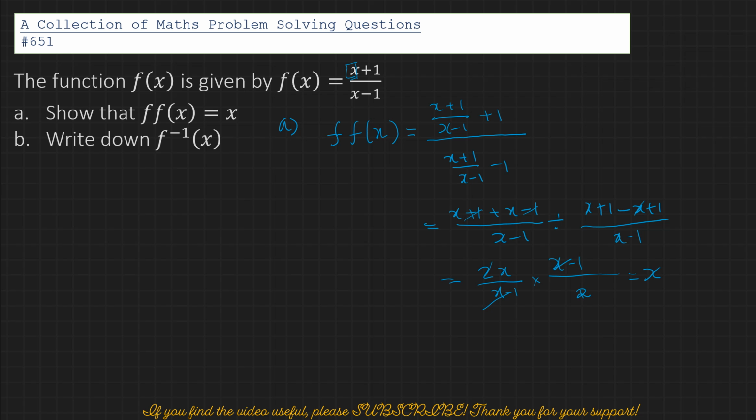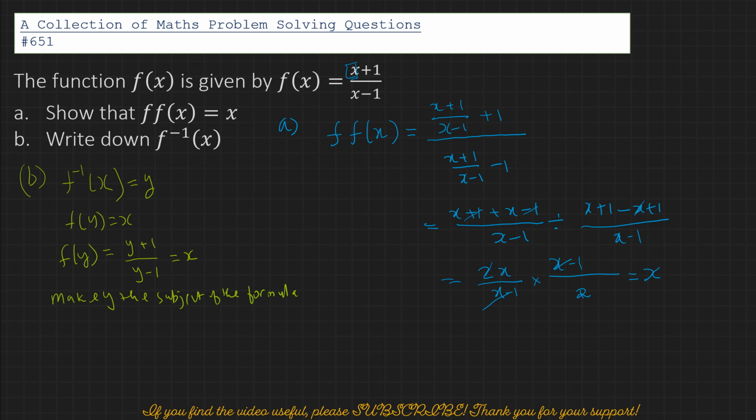And then for the next part, f inverse of x. We know the answer, I think, but we still have to show the working. So I would do f inverse of x equals y, then I can write f(y) equals x, and f(y) equals (y + 1)/(y - 1), that is equal to x. So we have to make y the subject of the formula. So I'm going to write y + 1 equals xy - x.